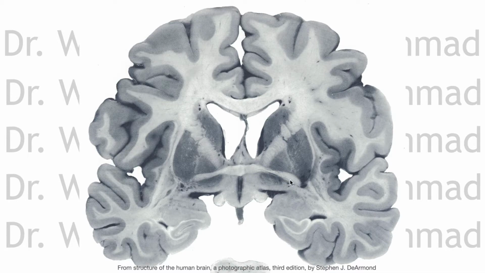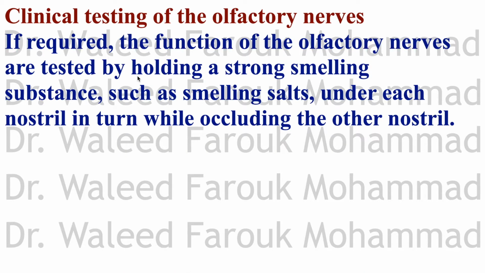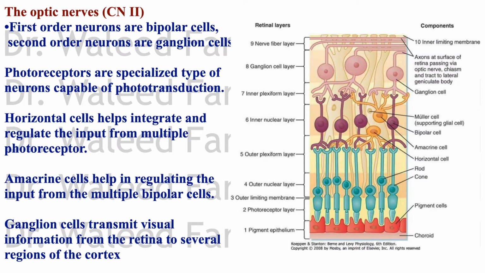This is the coronal section of the brain showing you the anterior commissure. This is the anterior commissure, see? This is the caudate nucleus, the lentiform nucleus, and the internal capsule descending. Now, to clinically test the olfactory nerves, to know the function, hold a strong smelling substance, such as smelling salts, under each nostril in turn while occluding the other nostril. This is how to test for olfaction.